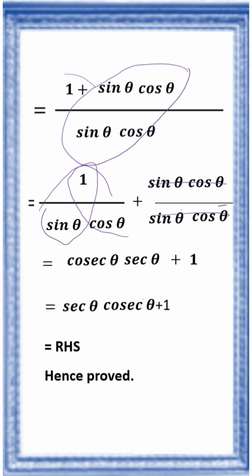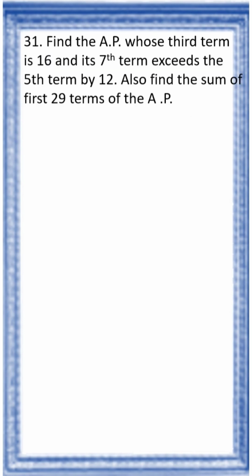That is equal to RHS, hence proved. Now let us solve the 31st question, which is taken from the chapter Arithmetic Progression. There are two questions. You can solve any one of these. Now let us solve 31st A. Find the AP whose third term is 16 and its seventh term exceeds the fifth term by 12. Also find the sum of first 29 terms of the AP.